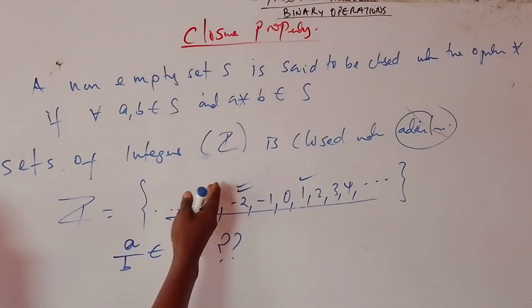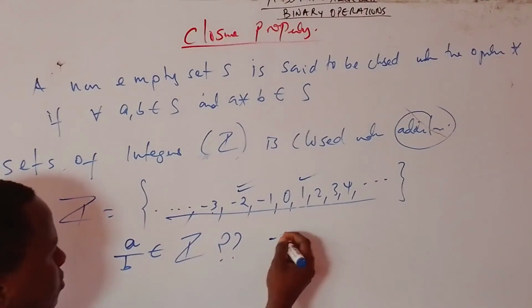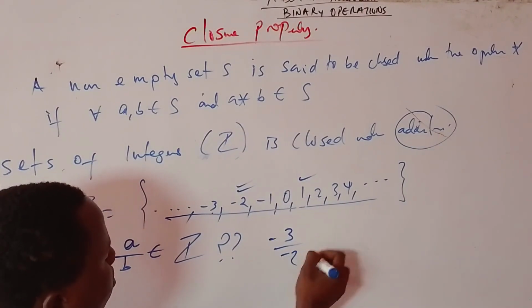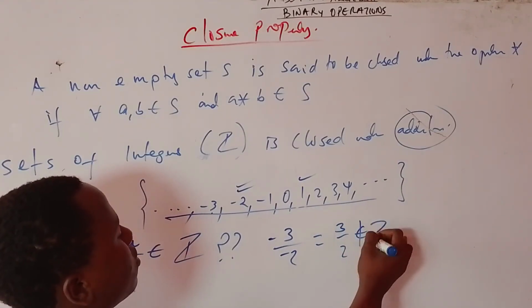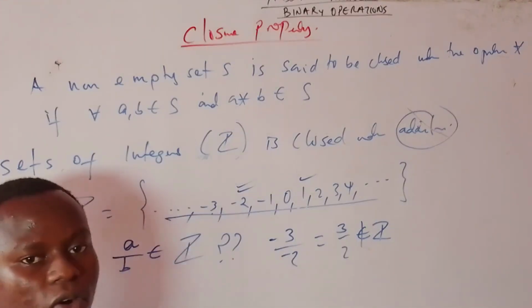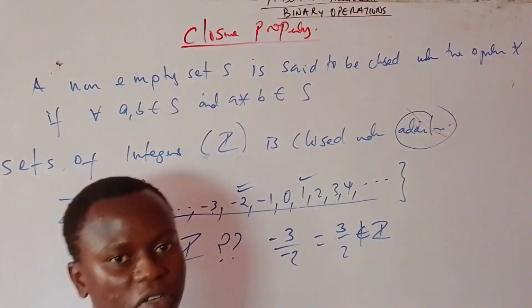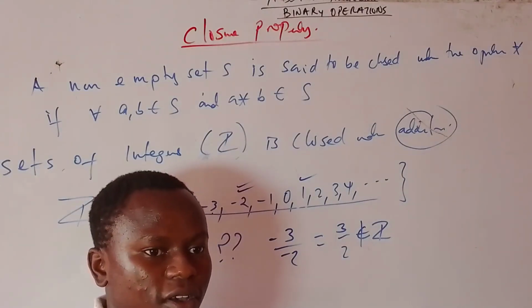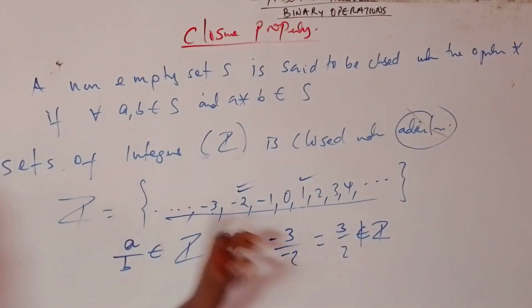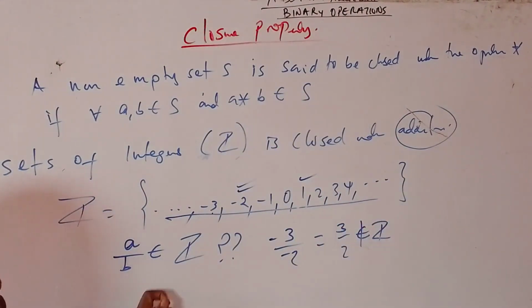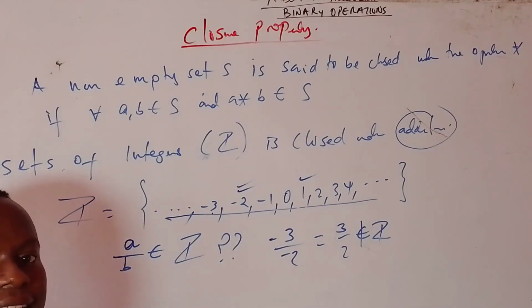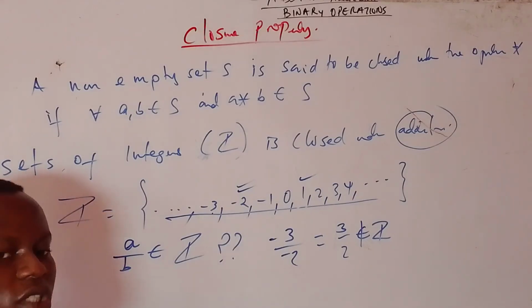If I take negative 3 over negative 2, this is going to give me 3 over 2. 3 over 2 is not a set of integers, but 3 over 2 is a rational number. Are you getting me now? So, the set of integers is not closed under the operation division.